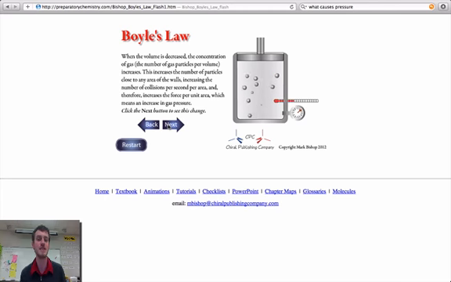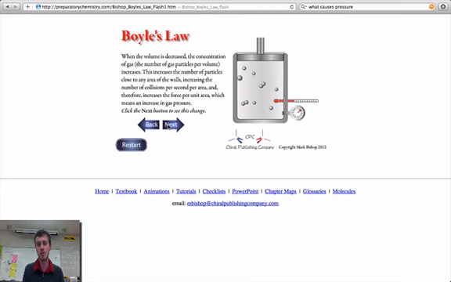So when I click next, you're going to see the volume decrease. When I decrease my volume, it's not going to increase the total number of particles, but it changes how much space those particles have to move in. They're going to have less space to move, so they're going to be more concentrated in that space. That's going to cause more collisions per second per area, and because of that there's more force per little area, and this means that there's an increase in gas pressure.